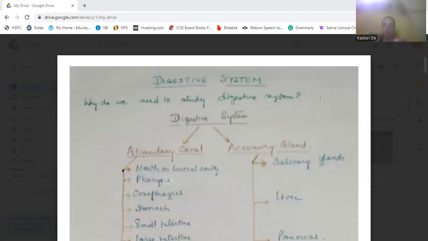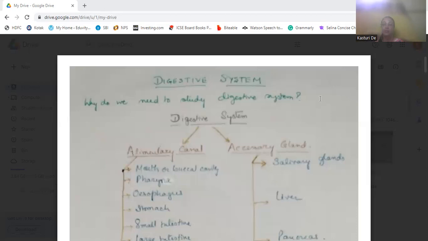So this process goes on in the alimentary canal, and the alimentary canal is the main organ of the digestive system. Now, this alimentary canal with its associated glands constructs the digestive system. What are the associated glands? The salivary glands, which are present in the mouth.